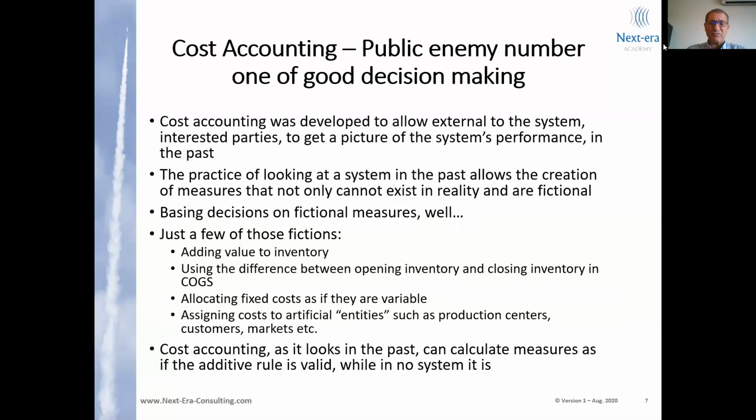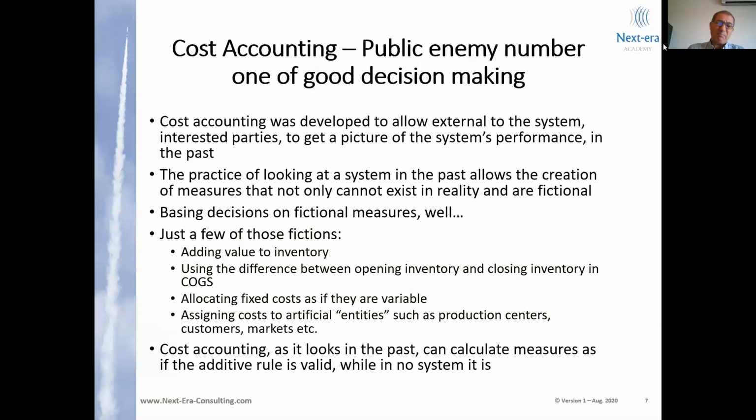One of the reasons, or the logic behind it, is that cost accounting was never developed to support decision making. It was developed to enable external entities, i.e. the government, to evaluate the performance of a company in the past so that the government can define how much taxes this company needs to pay. And as it was doing that, it would also enable other entities that might want to invest in a company or provide credit to evaluate the performance of the company in the past.